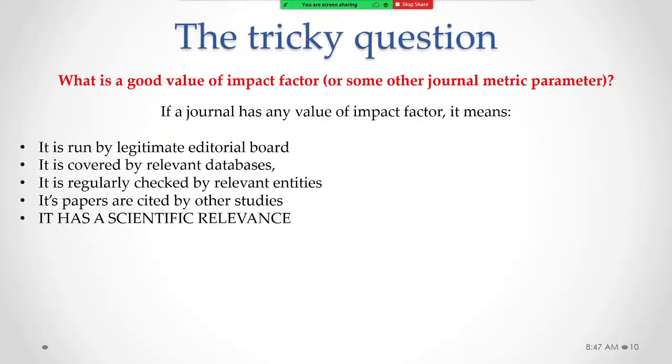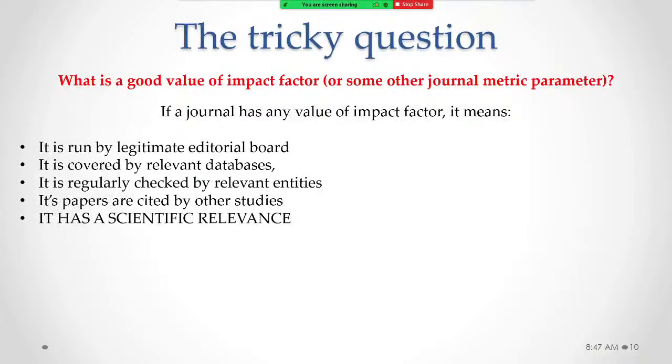The second answer that I give to them is the following. If a journal has any value of impact factor, it means that it is run by a legitimate editorial board, it is covered by relevant databases, it is regularly checked by relevant entities, and its papers are cited by other studies. In other words, if a journal has any value of impact factor, it has scientific relevance because other people, other journals, other papers are citing papers published in that journal.